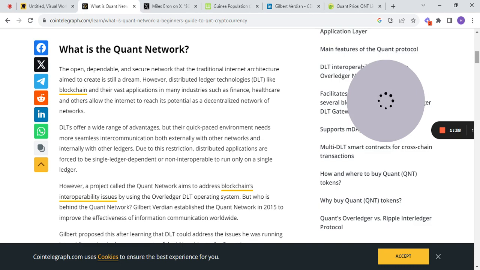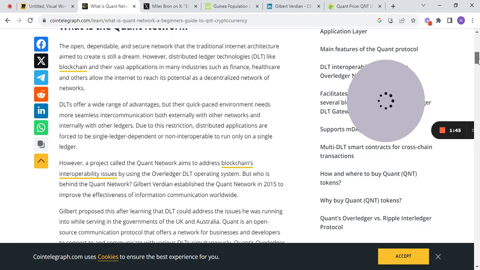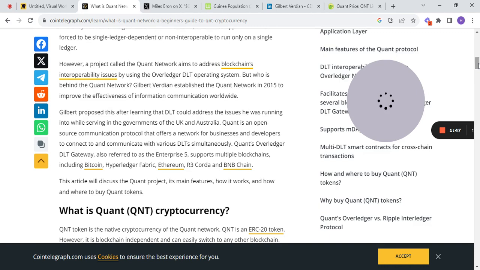Due to this restriction, distributed applications are forced to be single-ledger dependent or non-interoperable, to run only on a single ledger. However, a project called the Quant Network aims to address blockchain's interoperability issues by using the Overledger DLT operating system. But who is behind the Quant Network? Gilbert Verdian, who we'll touch on in a little while, established the Quant Network in 2015 to improve the effectiveness of information communication worldwide. Gilbert proposed this after learning that DLT could address the issues he was running into while serving in the governments of the UK and Australia.